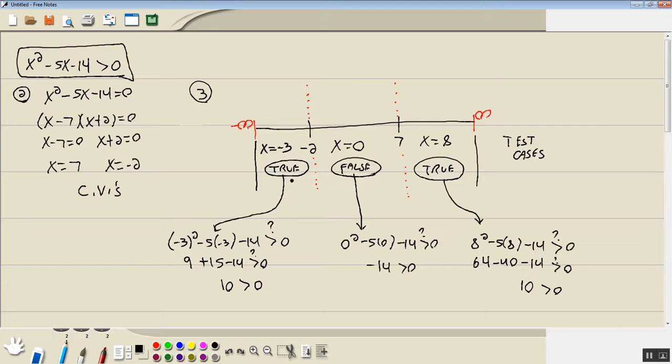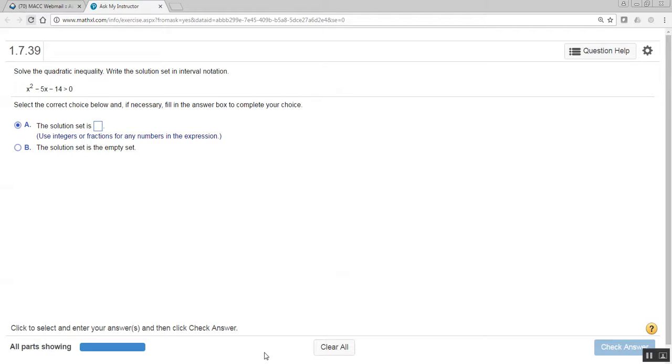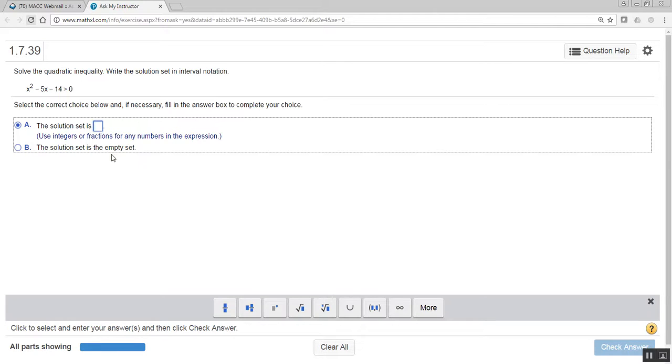Now our intervals where our answer is true are going to be part of our answer. So this is negative infinity to negative 2. Now infinities always have parentheses, and if there's a line underneath your inequality in your original problem, you put a bracket. Otherwise, you put a parenthesis. This interval here is 7 to positive infinity. And usually you connect them with a union symbol. I'm not sure what this book does. Use integers or fractions for any numbers in expression. Solution set is.